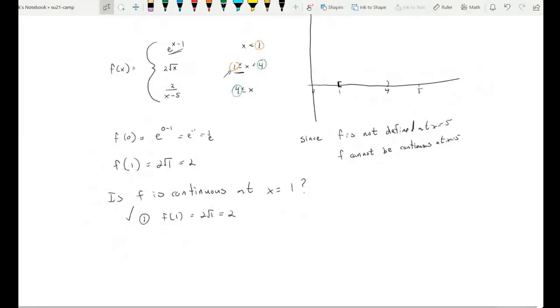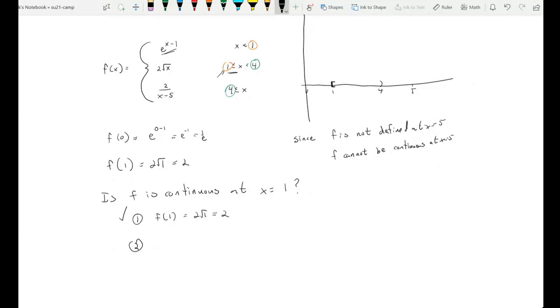Does the limit exist? Well, how do we check whether the limit exists? Well, we check the limit from the left. So we're going to approach 1, but from the left side of the number line. So we use that negative superscript on the limit of your function.